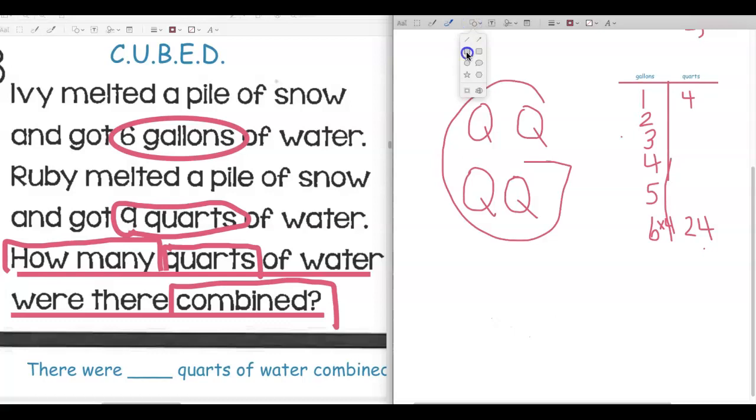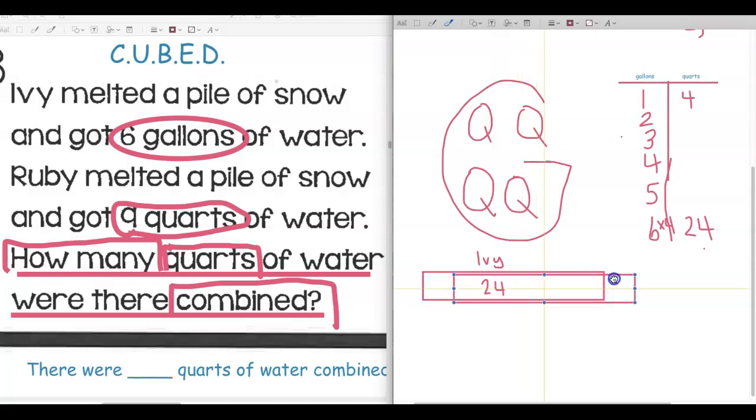Okay, so then I might draw a little tape diagram that helps me to see that Ivy then has 24 quarts of water. This is Ivy, so I'm going to write Ivy above it. And then it says Ruby has 9 quarts of water. And I know 9 is much smaller than 24. So my tape diagram will be smaller, and this has 9.